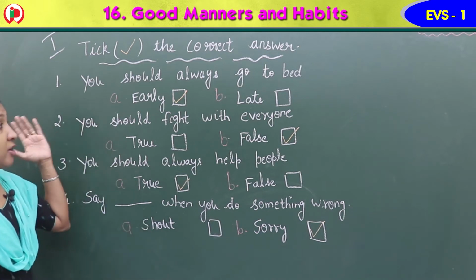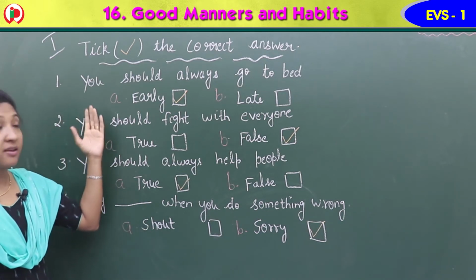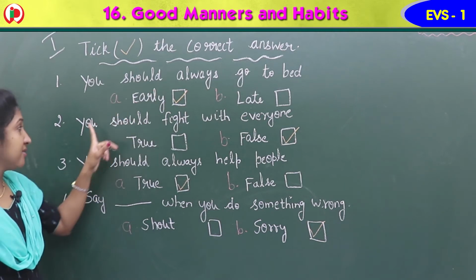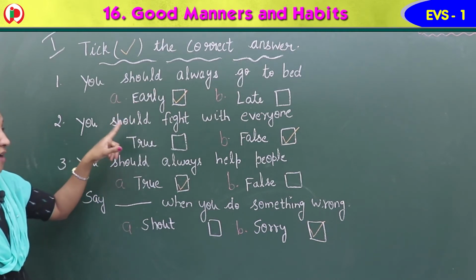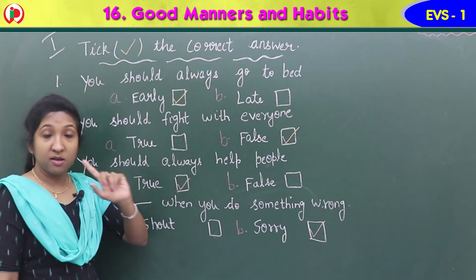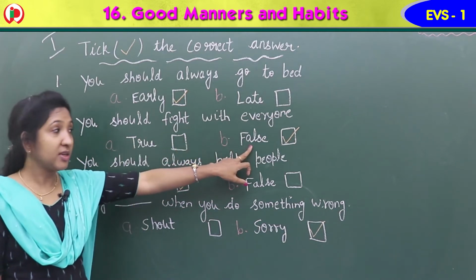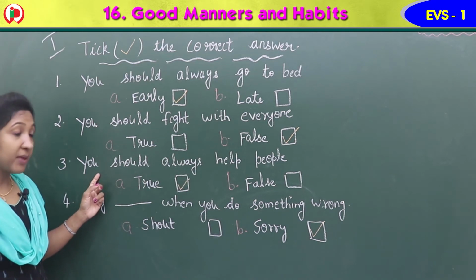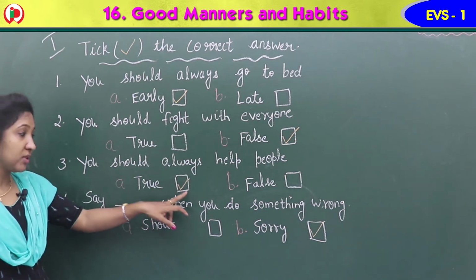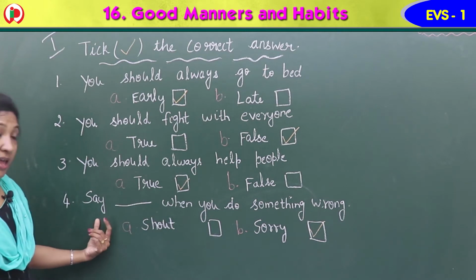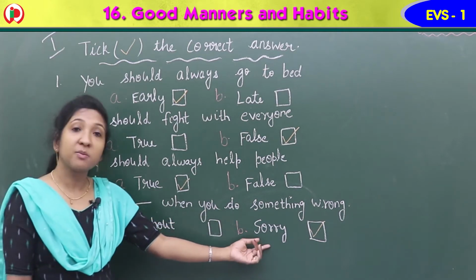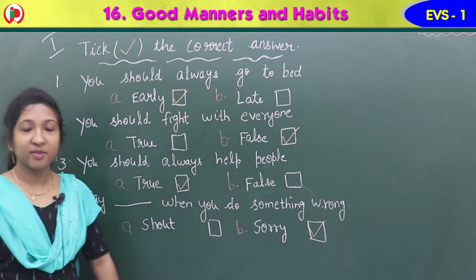So first one, you should always go to bed early. Option A is the right answer. Second, you should fight with everyone. False. So here you have to give the tick. Third one, you should always help people. True. Tick here. Say sorry when you do something wrong. Option B is the correct answer. Okay, children?